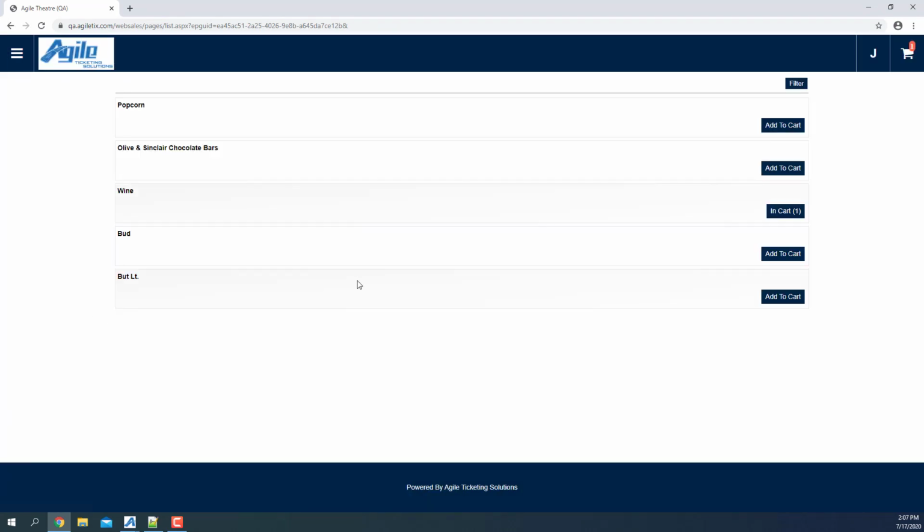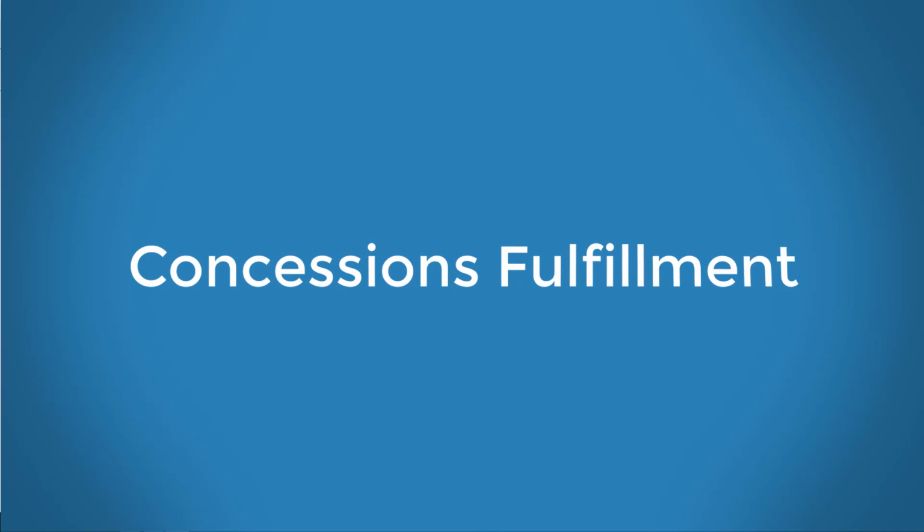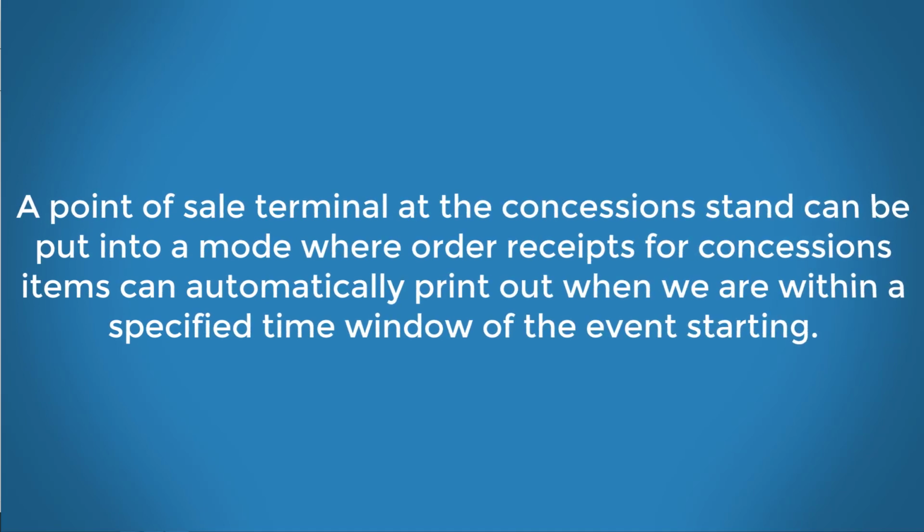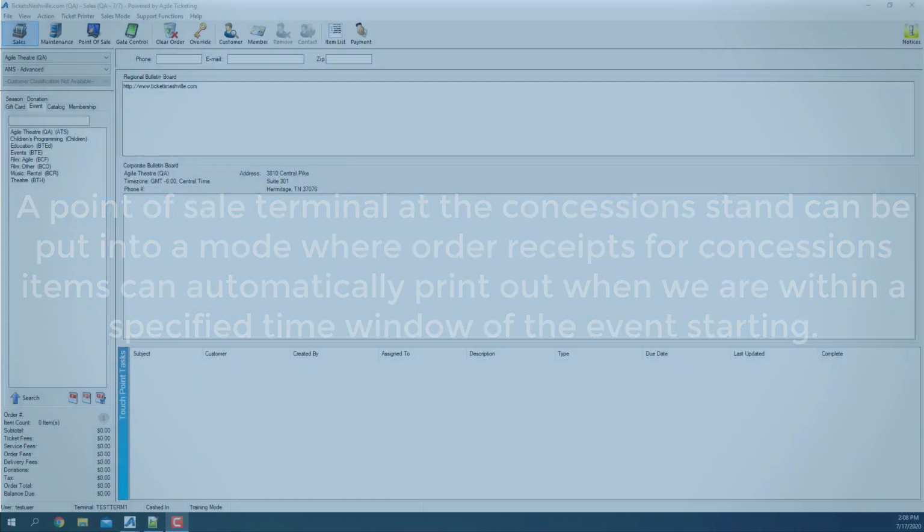The next enhancement we are going to cover today is Concessions Fulfillment. This new feature will help to automate some of the processes at a concession stand to make prepping online concession orders easier. A point-of-sale terminal at the concession stand can be put into a mode where order receipts for concession items can automatically print out when they are within a specified time window of the event starting. Let's take a look.